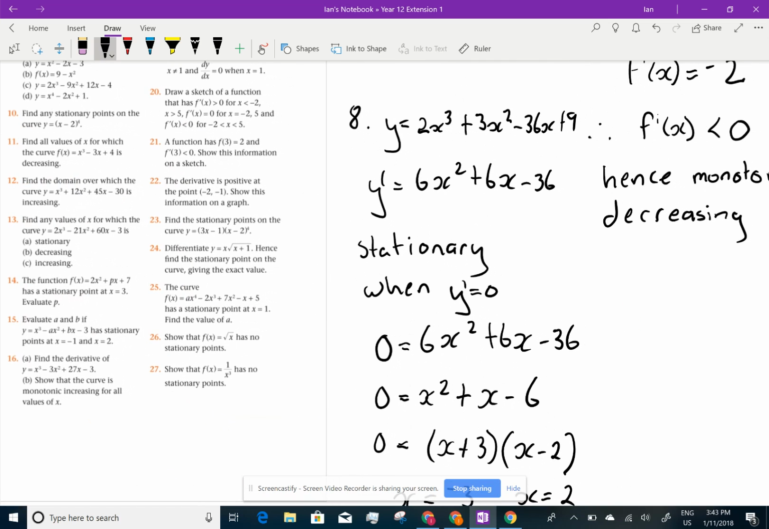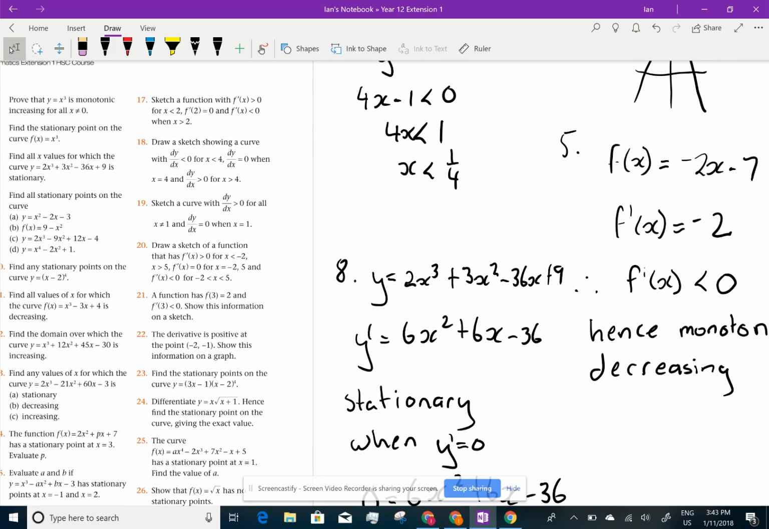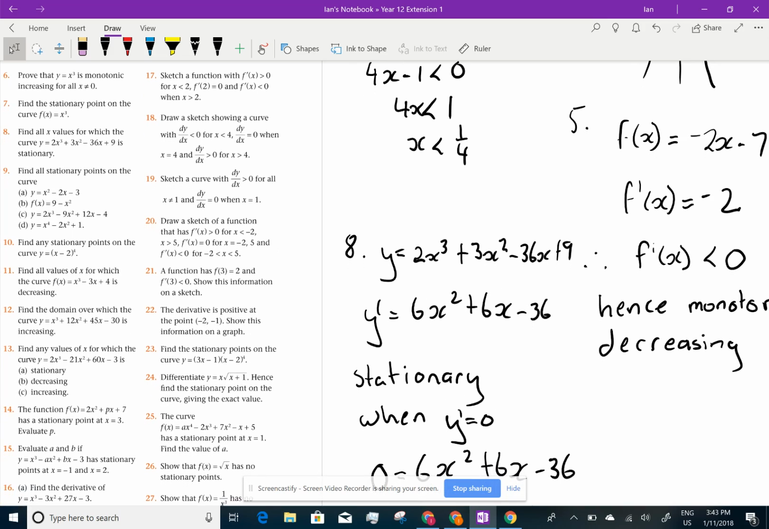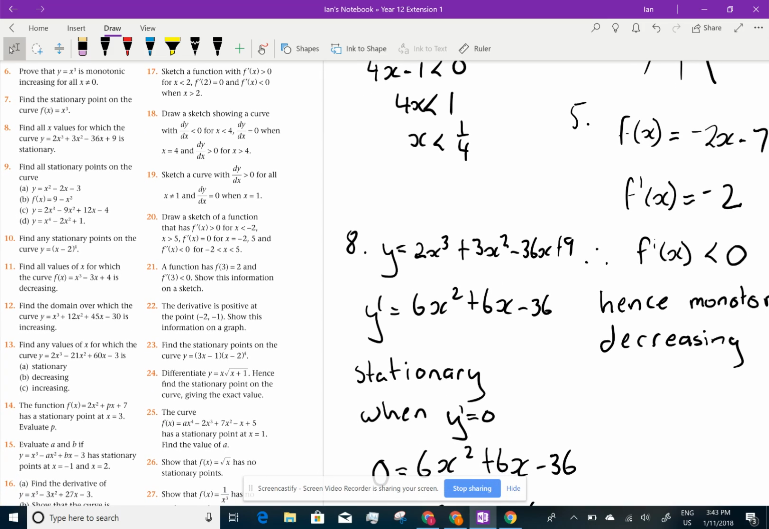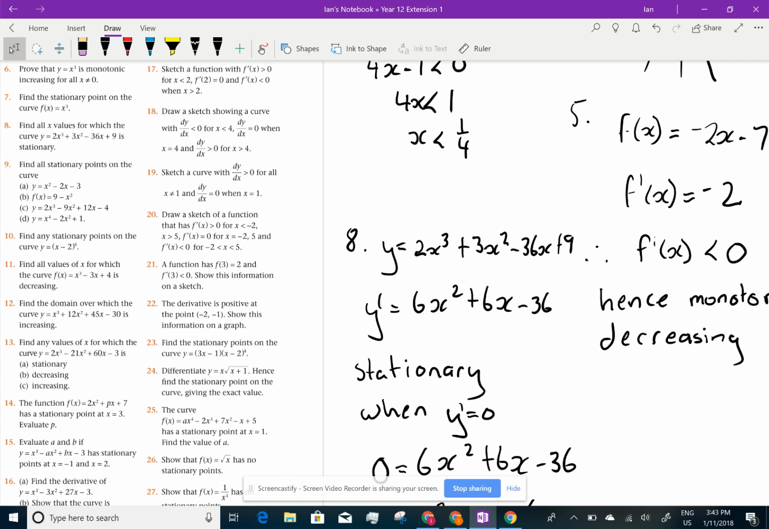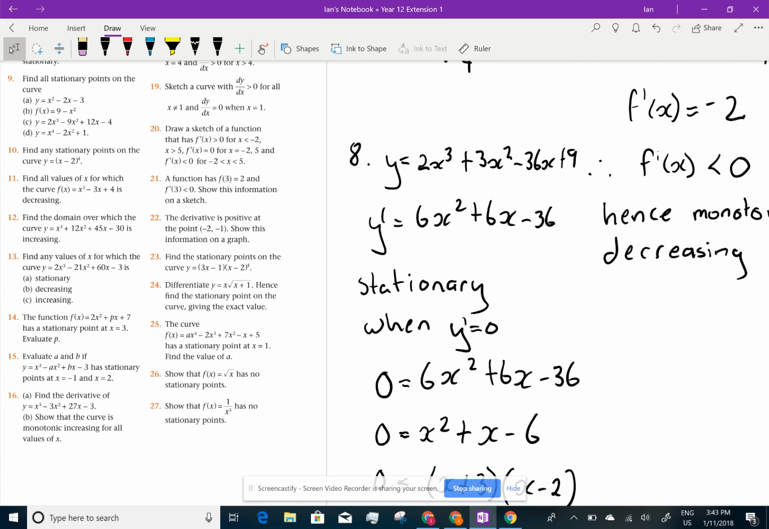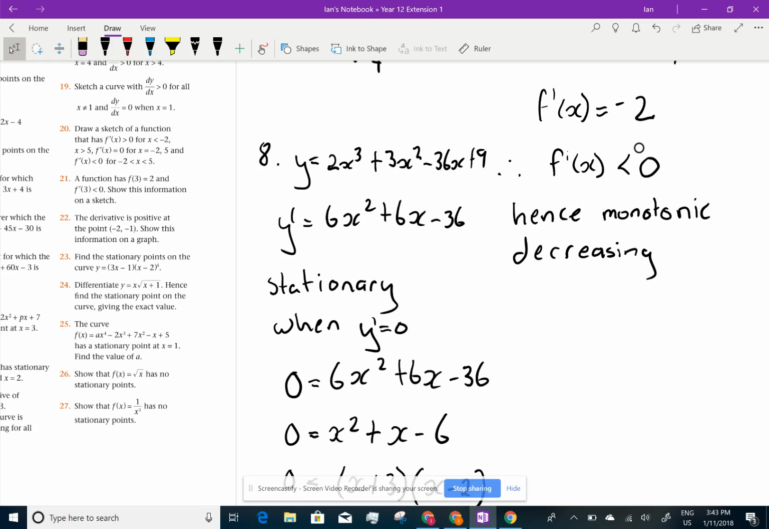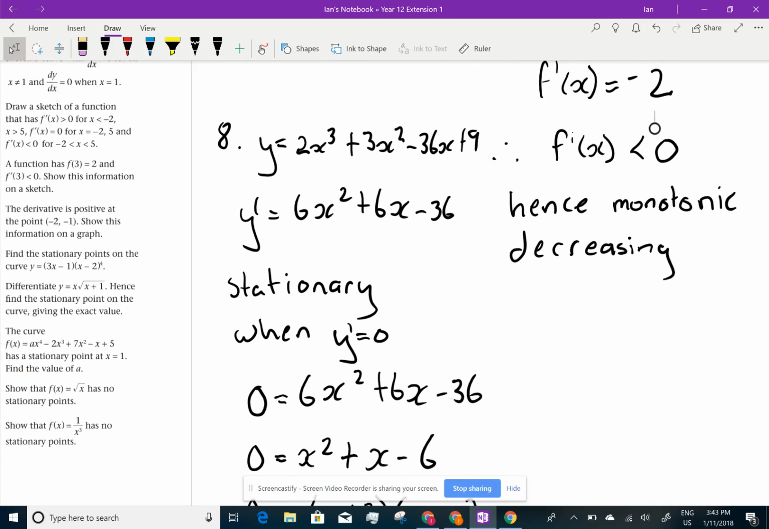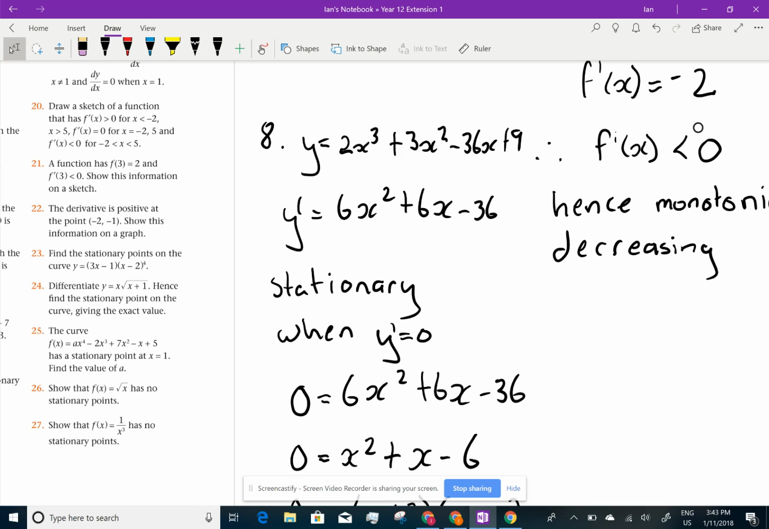Well, let's have a look at some of these other ones, some of the 20s. I'm not that fussed about 17 to 20. I want to go to 23. Find the stationary points on the curve. And some of these are getting a bit hard. So 23, 24, 25, 26, and 27. So I'm going to do 23. Now, 23, they're going to start dealing with things that require you to use product rules and indice laws to get the derivative out. So I'm going to do 23.